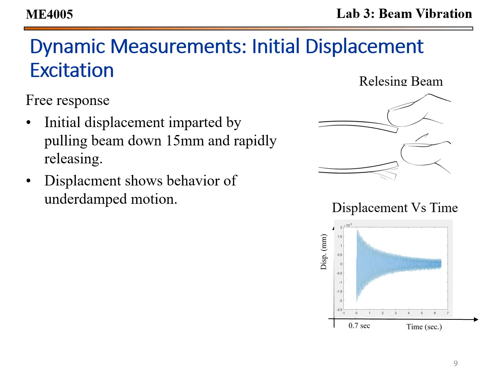For the initial displacement, the beam was held down about 15 millimeters and then rapidly released. The bottom right shows the data gained from that measurement. As shown, it is clearly an underdamped system.